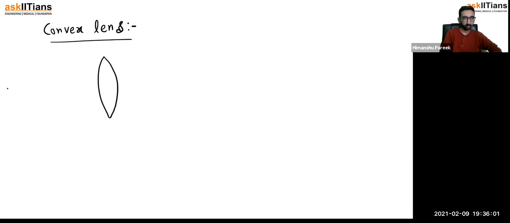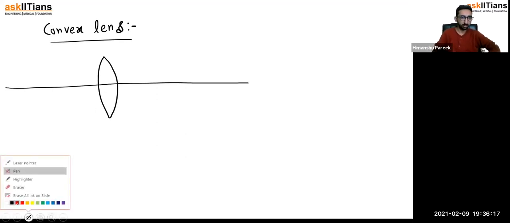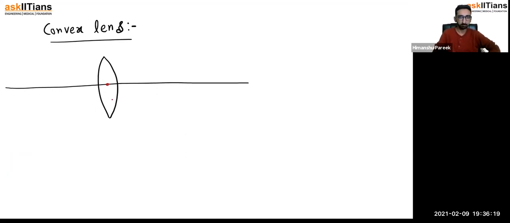Okay. And that's the principal axis. Now in the case of mirrors, some terms would be similar here. Exactly what we have done in the mirrors, similarly we'll be having in the lenses also. So first of all, if I talk about a few terminologies, then this center part is called the optical center.